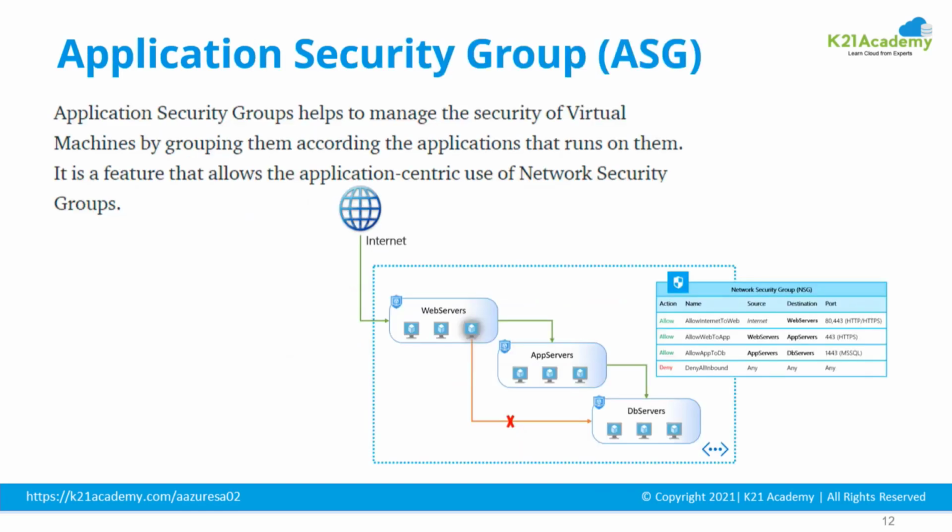So in a nutshell, application security group helps you to manage the security of virtual machines by putting them into a group of applications or similar sets of applications that run. And these application security groups can then later be used inside the network security group, which is a firewall, to say allow or deny.